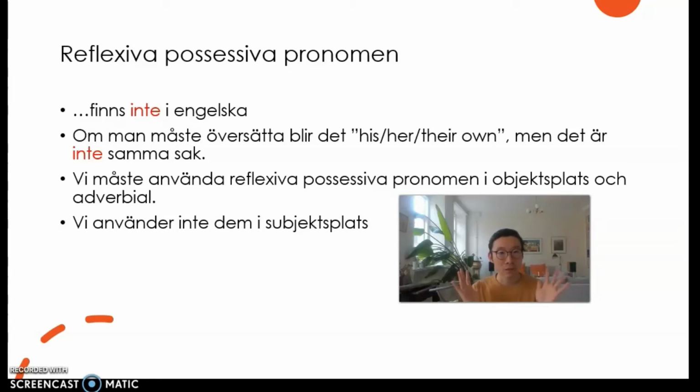So here are some explanations. You maybe still feel a little bit confused, but no worries. We will continue studying this grammar. Nu fortsätter vi. Now we continue.